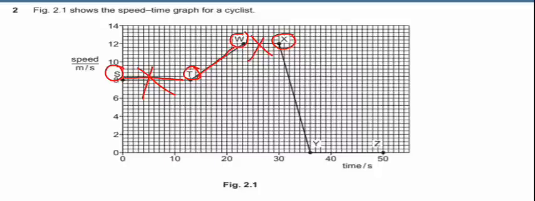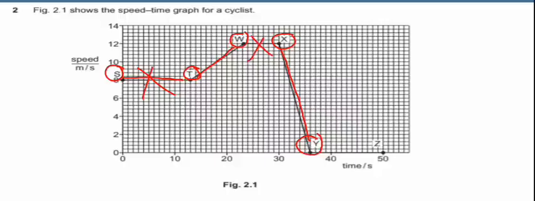Then let's try to look at X and Y. What was happening here from X up to Y? Here, there was constant deceleration. When you say constant deceleration, it means the cyclist was reducing in speed from X up to Y.